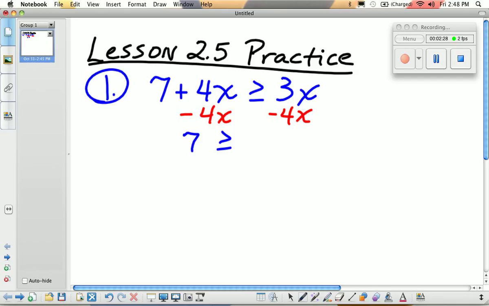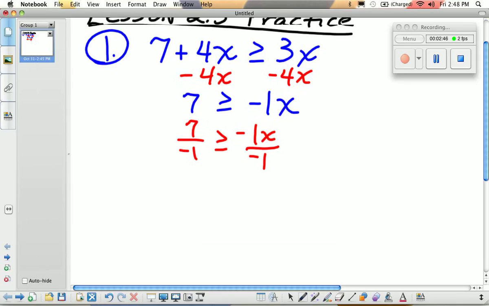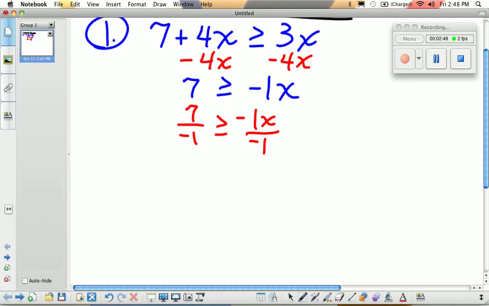3x take away 4x is negative 1x. And our next move would be to divide both sides by negative 1. Because we're dividing by a negative, as Logan says, the symbol switches. So 7 divided by negative 1 is negative 7, and instead of is greater than or equal to, it becomes is less than or equal to, and we'll have our x.